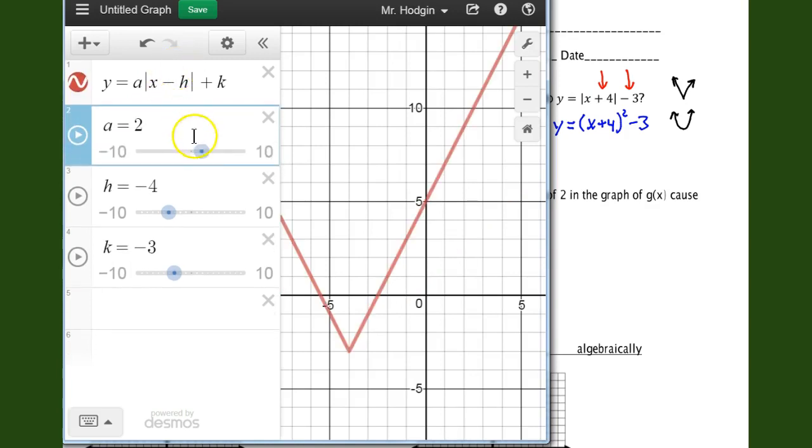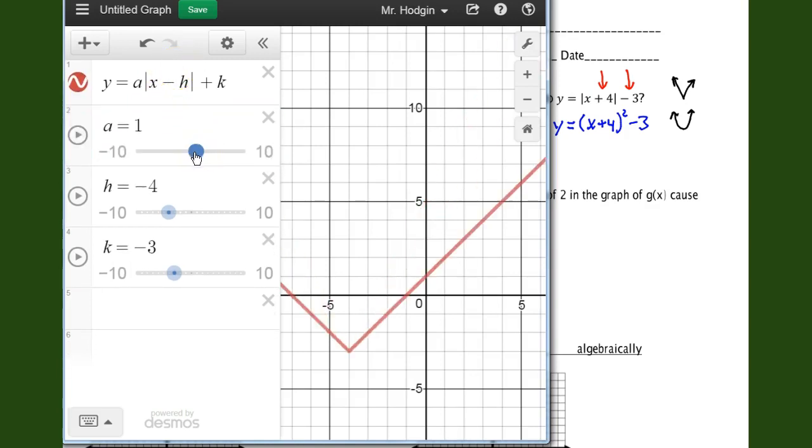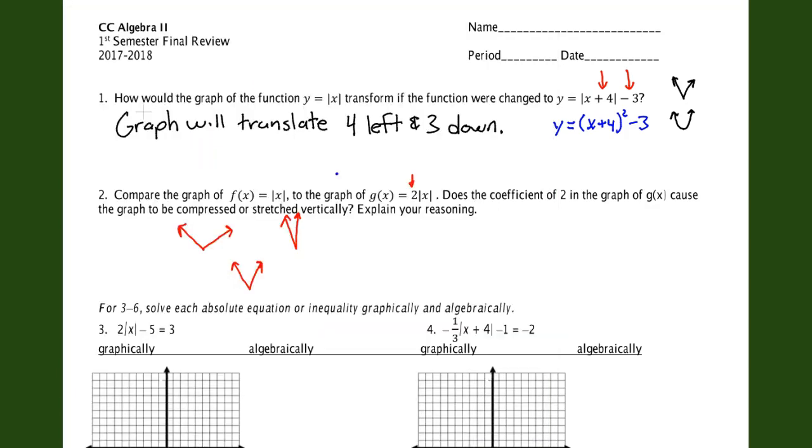And you can see that is definitely stretched vertically. So the smaller this gets, you see it gets compressed when this gets smaller, but as it gets bigger, it becomes stretched vertically. So we can say that g of x is stretched vertically.